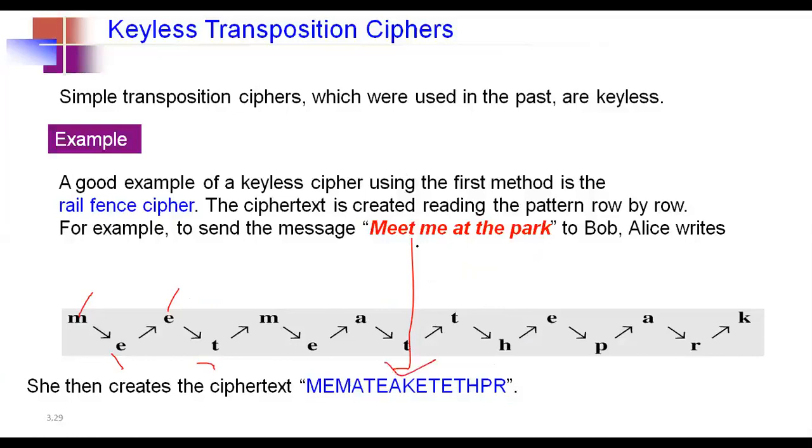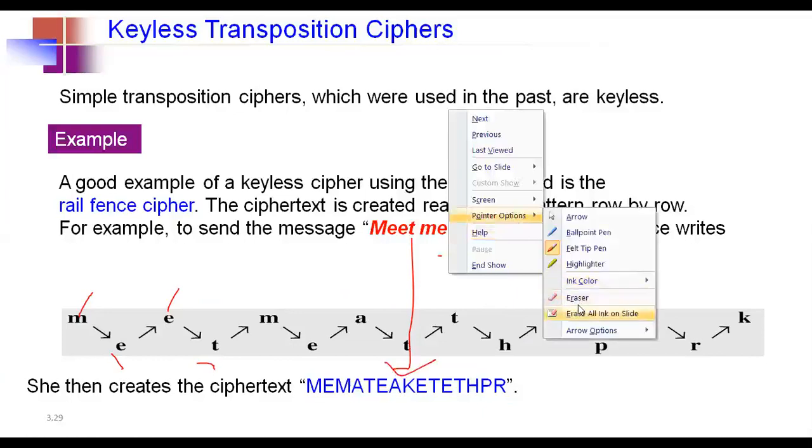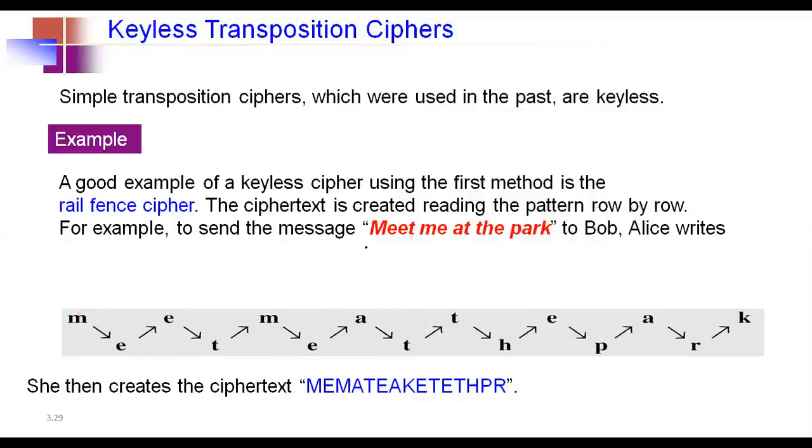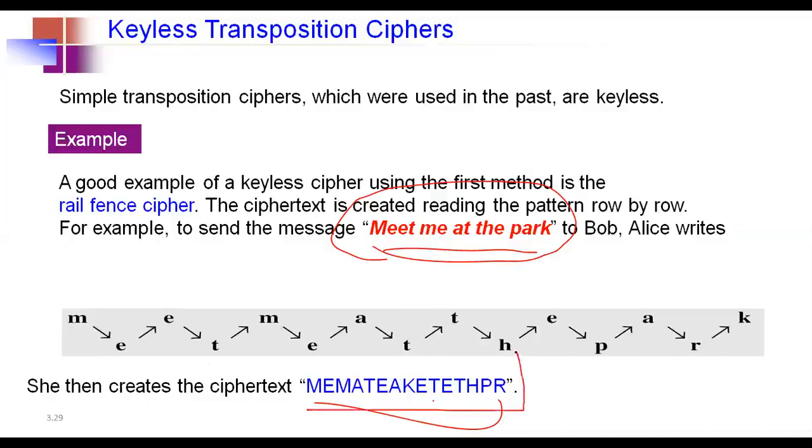Here, one thing you have to remember: this ciphertext has all the characters of this plain text, but the order of the characters is changed in the ciphertext.